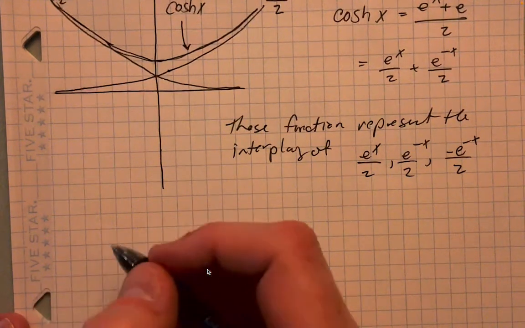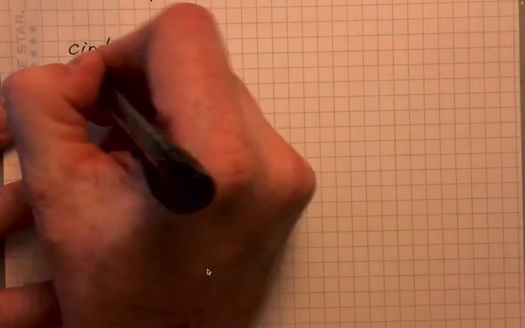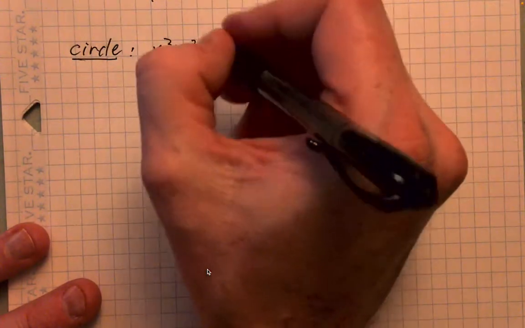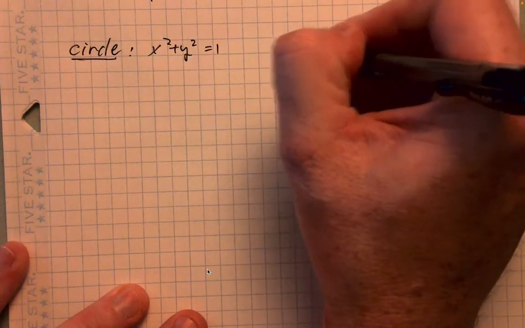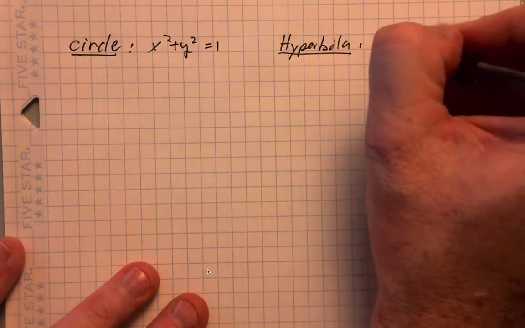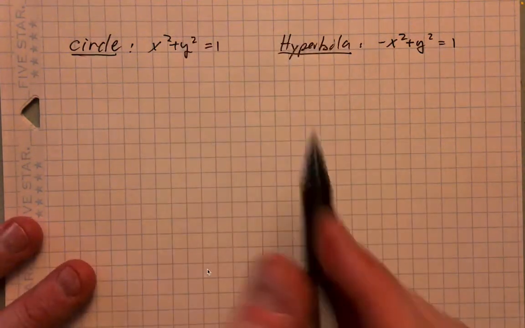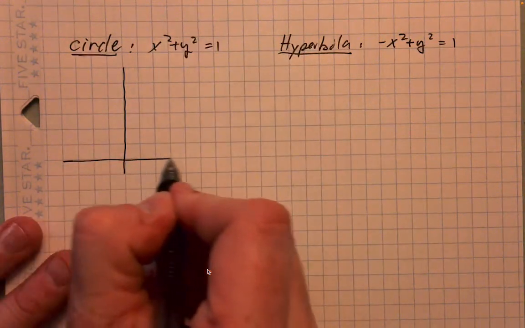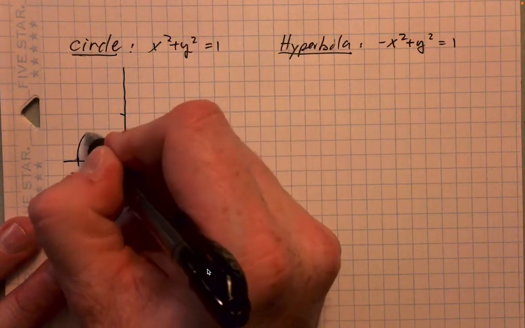But if you look at a circle, okay, a circle is going to have the equation x squared plus y squared equals 1. Now, contrast that with a hyperbola, which is going to have the equation negative x squared plus y squared equals 1. Okay, and so the circle, if we kind of plot a circle, so this would be 1, this would be negative 1, right? So like a semicircle like this.